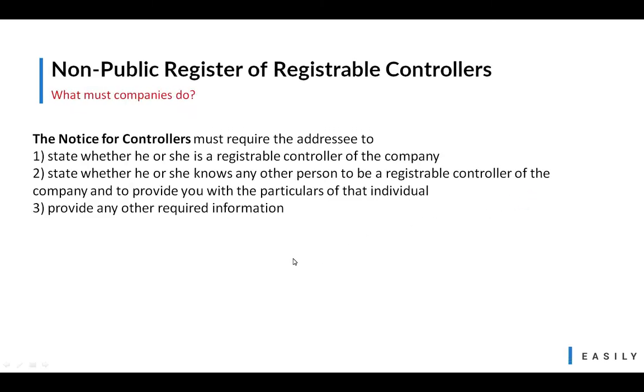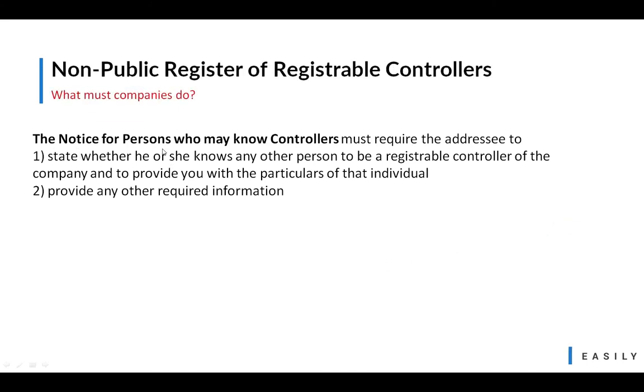The notice for controllers must require the addressee to state whether he or she is a registrable controller of the company. So when we send a notice for controllers and that person receives it, he or she has to state that he or she is the registrable controller of the company. The second question is a little bit vague, but essentially, it's just asking this registrable controller whether he or she knows any other person or entity that may be a registrable controller. And any information that's required will also be included in the form.